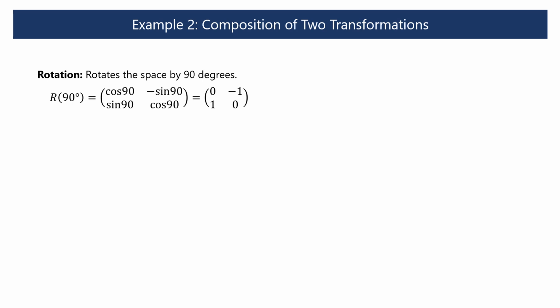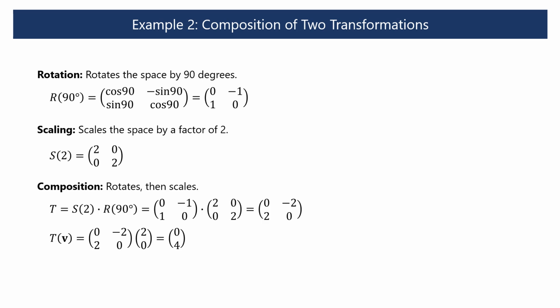Next, let's apply a linear transformation to a vector v with real numbers, using matrices with real numbers. The rotation matrix rotates the space by 90 degrees. The scaling matrix scales the space by a factor of 2. The composition rotates the space by 90 degrees, then scales it by a factor of 2. If we apply this composition, the vector v will be transformed in this way.